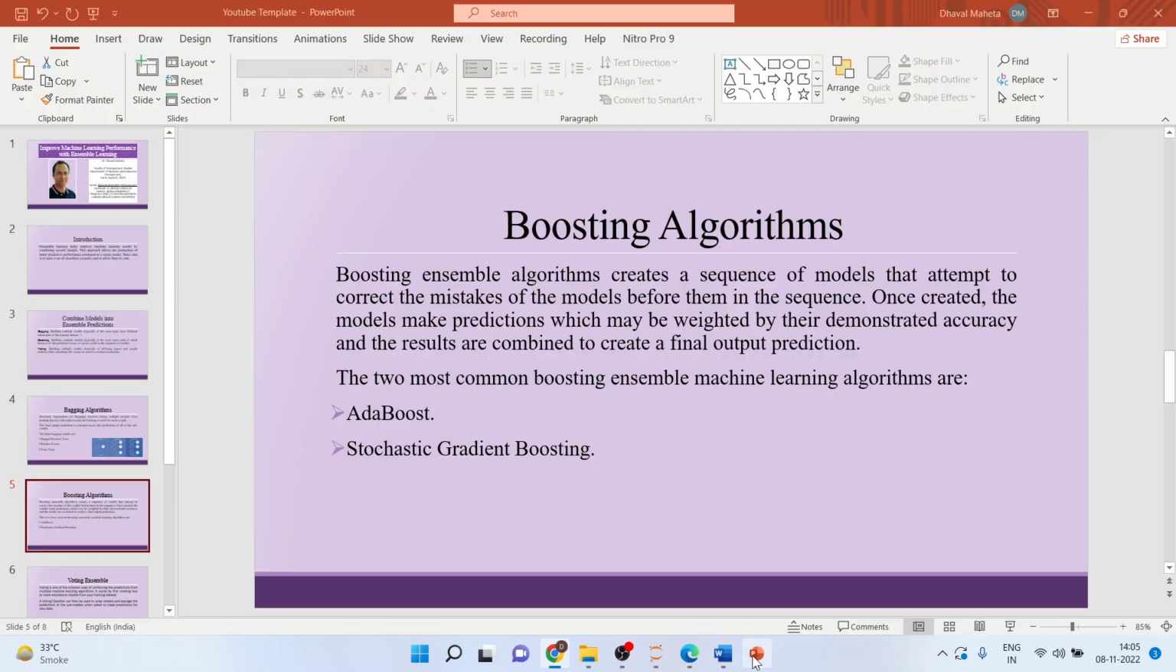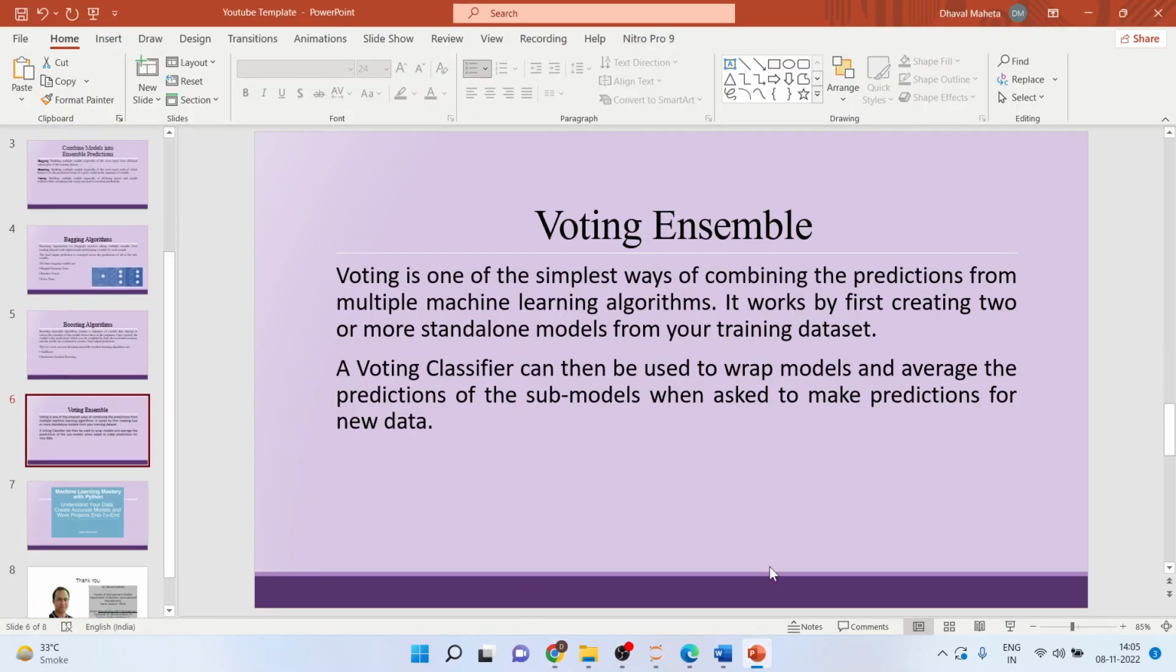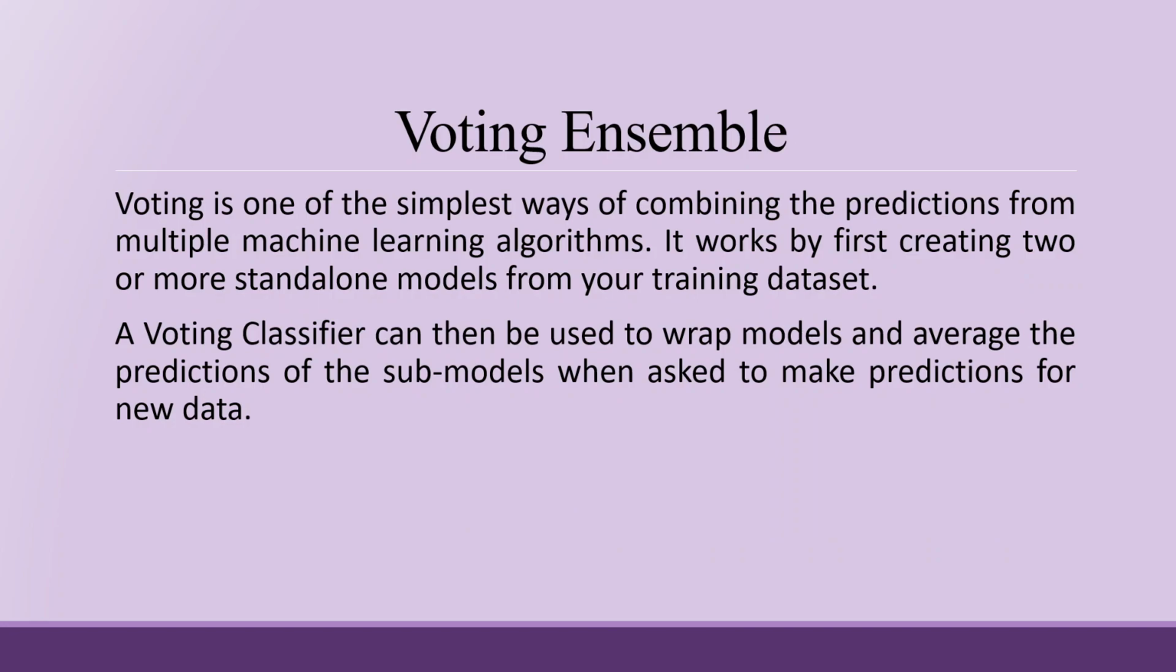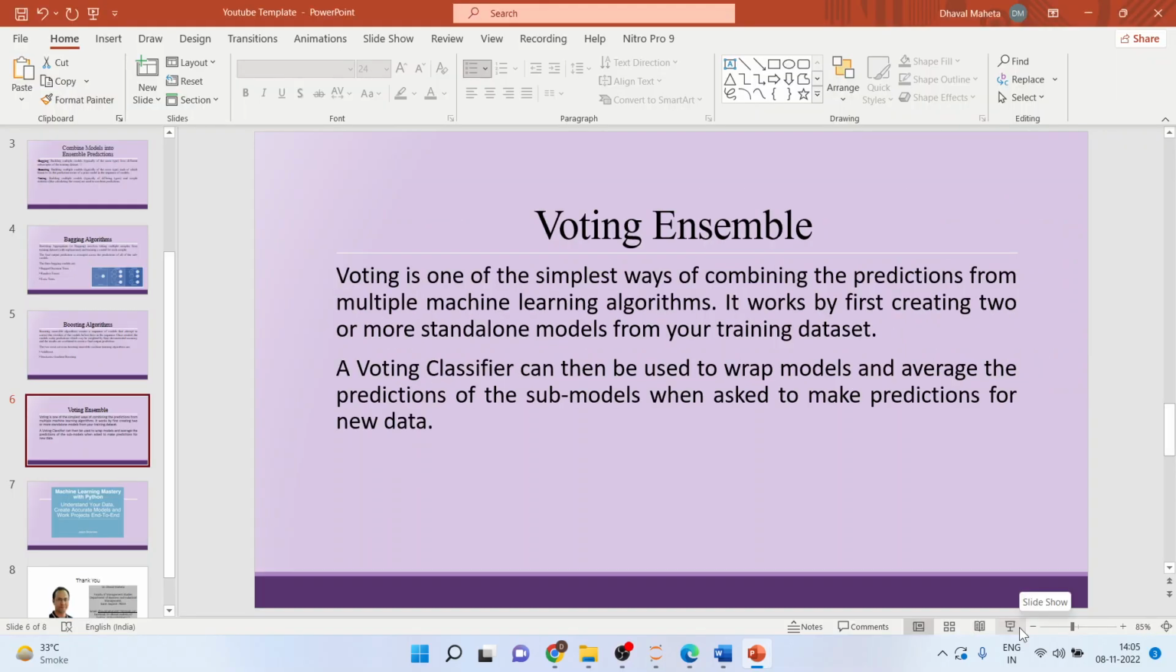Now we will see the third method in which we can improve the performance of machine learning algorithms. This is known as voting ensemble. It is one of the simplest ways of combining the predictions from multiple machine learning algorithms. It works by first creating two or more standalone models from your training dataset. A voting classifier can then be used to wrap the models and average the predictions of the submodels when asked to make predictions for new data. Basically, we are voting for an algorithm. The algorithm which gets maximum votes is considered to be the best algorithm. Let's see how we can do this.